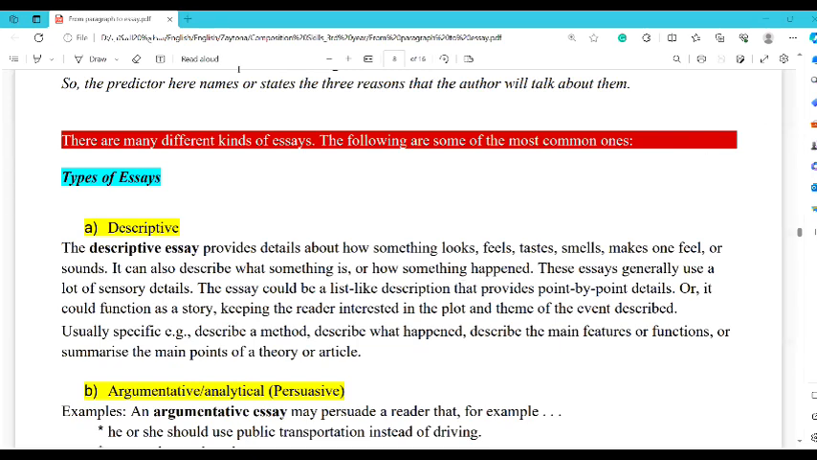Okay, I don't know what happened with Ihab, no problem. Do you have any question concerning the descriptive essay?